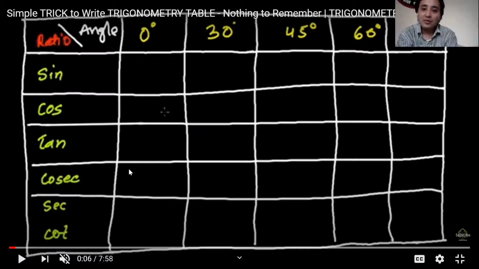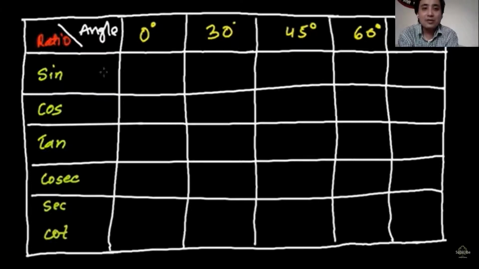So let us see how to do it. Suppose if you look here, there are six trigonometric ratios: sine, cos, tan, cosec, sec, and cot. Correct? And the angles which are given are 0 degree, 30 degree, 45 degree, 60 degree, and 90 degree, which are the standard angles. So now we have the six ratios and these angles. So how do we do that?